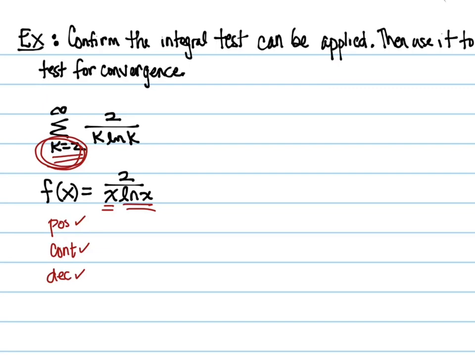Awesome. Okay, so it fits the description needed, which means I can use the integral test. So as we use the integral test, now what? Well, we change it into an integral that we're finding. So we're going to consider the integral from 2 to infinity of 2 over x ln x dx. We'll use x's just because it's a little more comfortable.